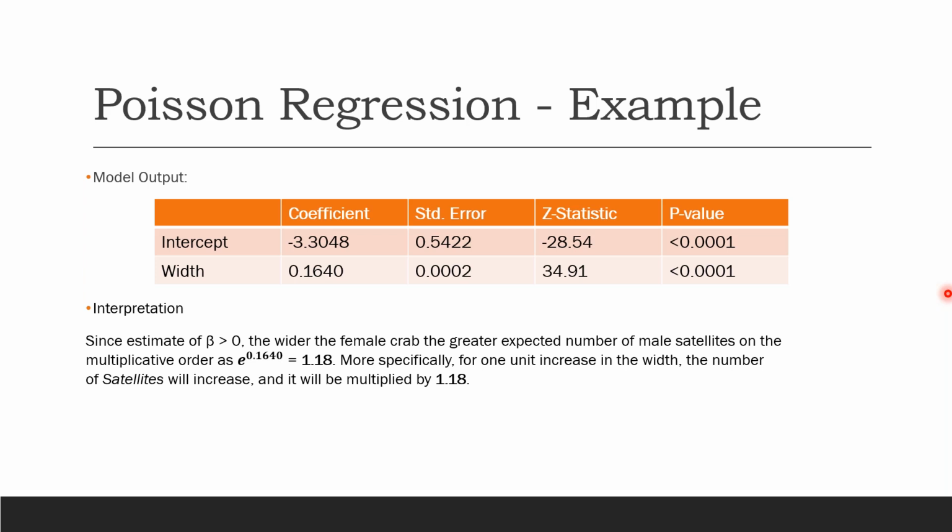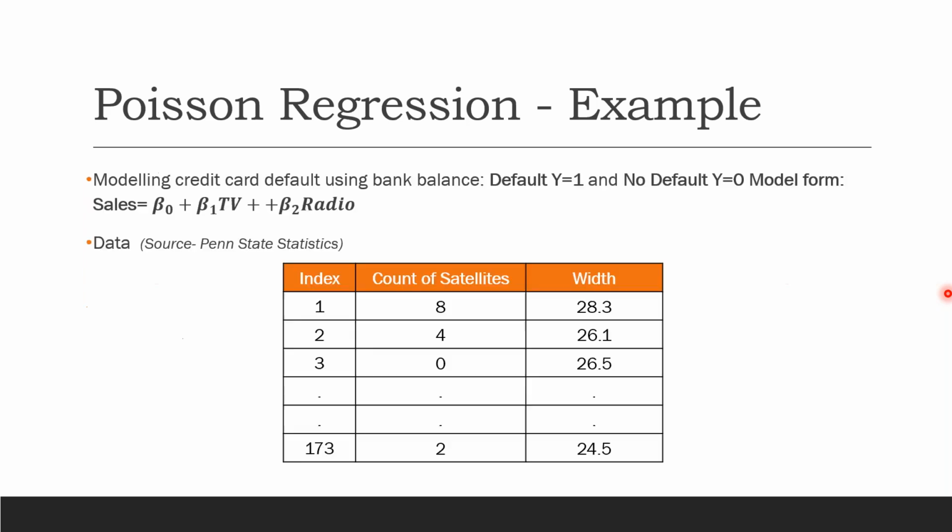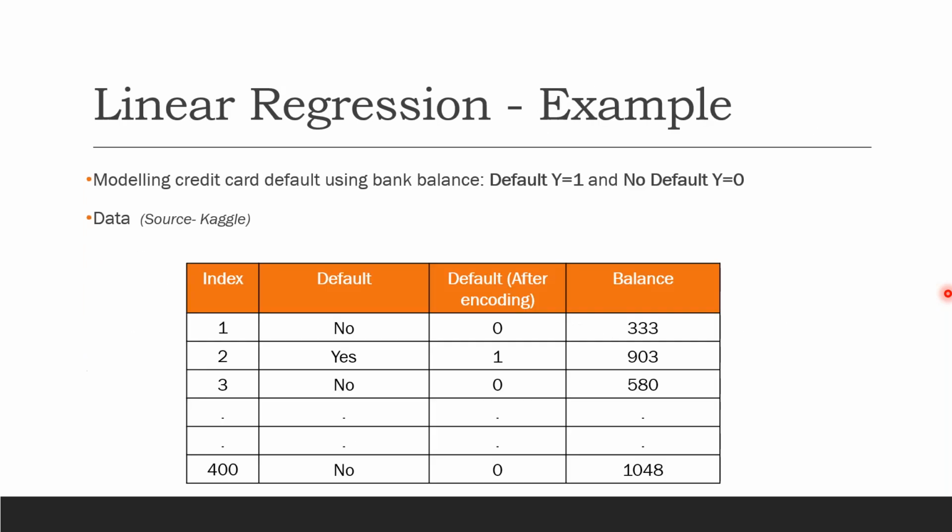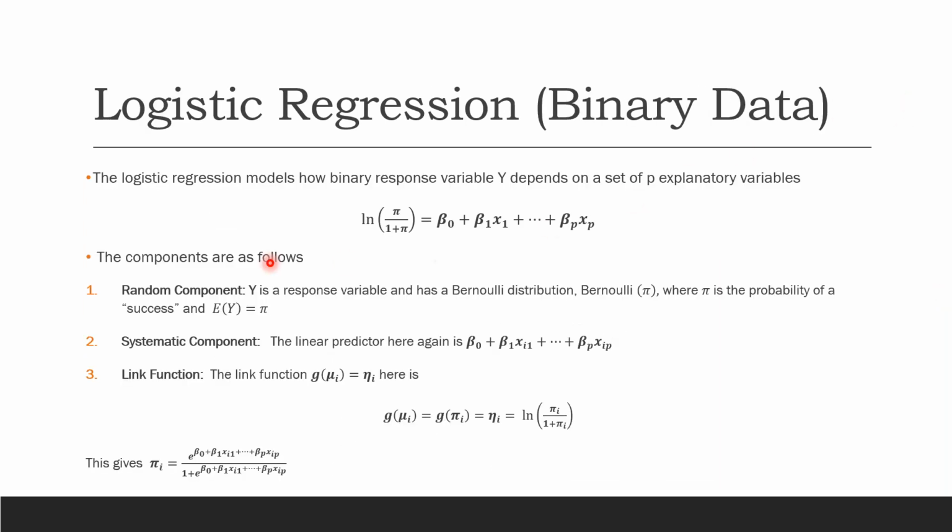In logistic regression, we said that the variable follows a Bernoulli distribution. And in Poisson regression, we said that our variable follows a Poisson distribution. But when it comes to linear regression, the assumption is that y follows a normal distribution.